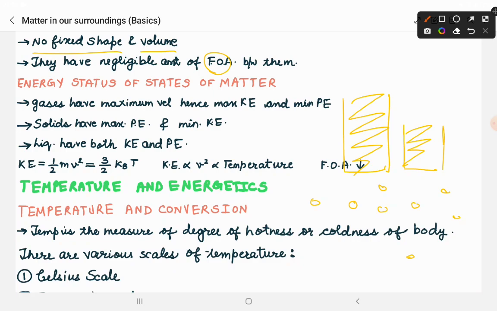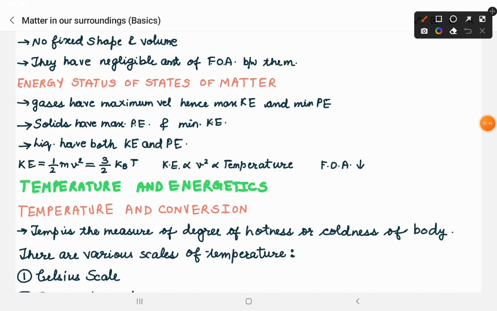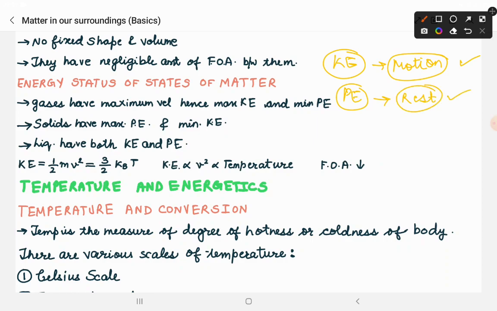Now let us talk about the energy status of states of matter. This is very important. You should know that we have basically two kinds of energies. What are those two kinds of energies? We know that energies are either kinetic energy or potential energy. Now what is the meaning of kinetic energy and what is the meaning of potential energy? When the particles are in motion, the energy present in the particles while they are moving is the kinetic energy, and when particles are at rest, the energy present inside them is the potential energy.